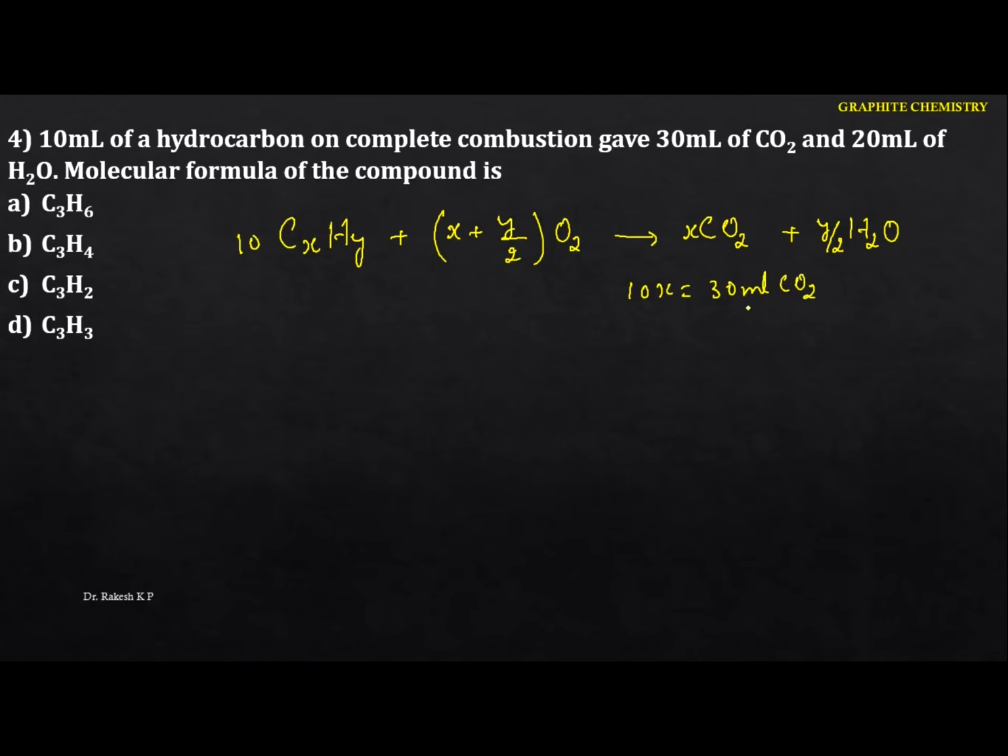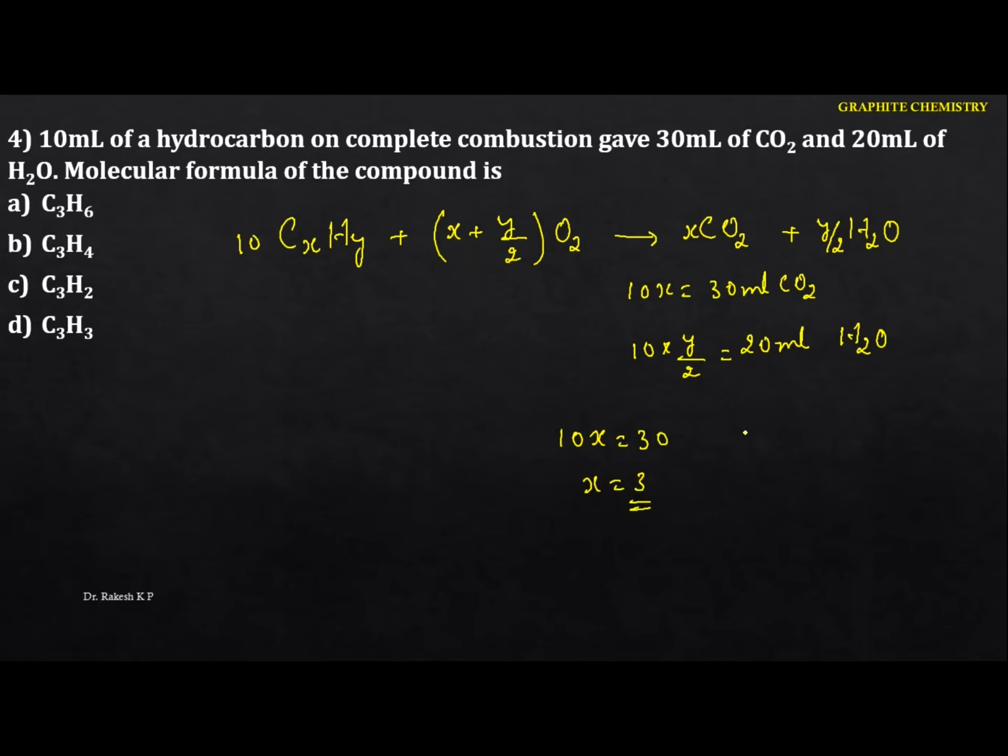This is what we got. The next thing is 20 ml of water. So we write 10 into y/2, which is equal to 20 ml of water. Now we have to calculate x and y. In this case, 10x is equal to 30, so x is equal to 3.